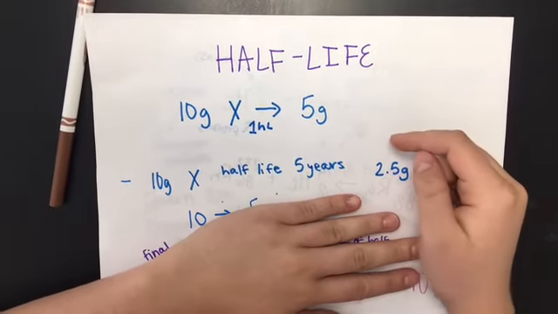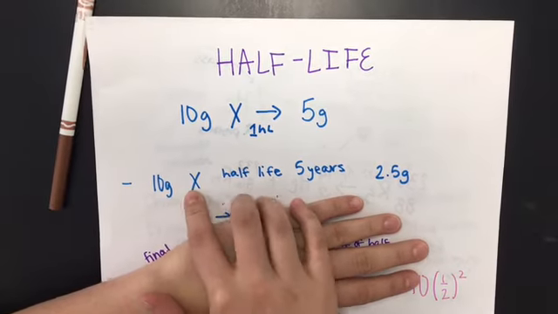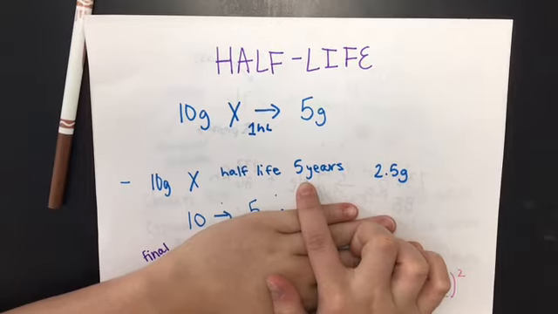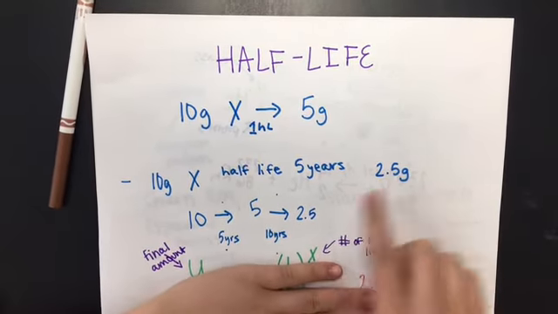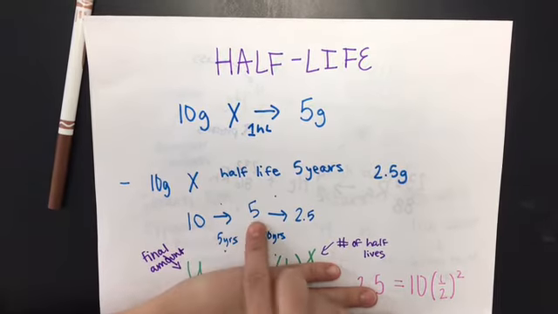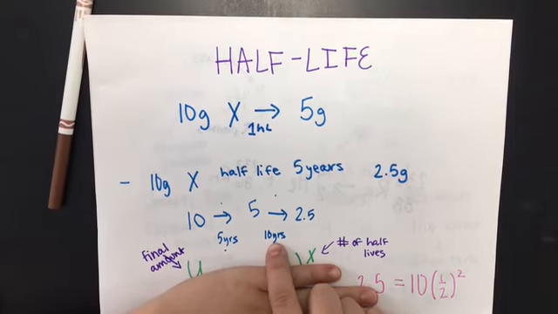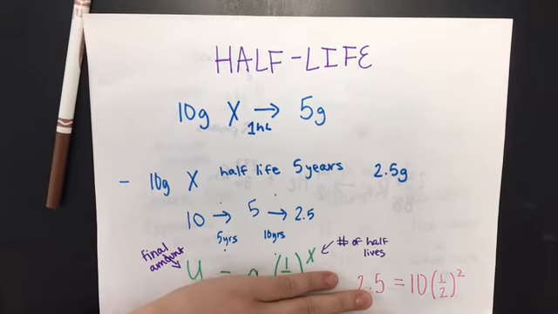So let's do an example of what it might be in a problem. It might say that element X is 10 grams and it has a half-life of 5 years. How long will it take to get it to 2.5 grams? Well, that's simple. All you have to do is count how many half-lives. 10 divided by 2 is 5. 5 divided by 2 is 2.5. 5 years, 10 years, that's 10 years, 2 half-lives to get it to 2.5 grams.